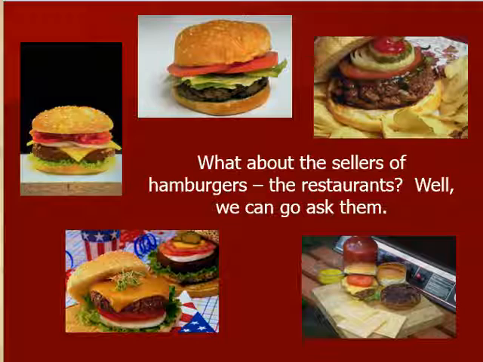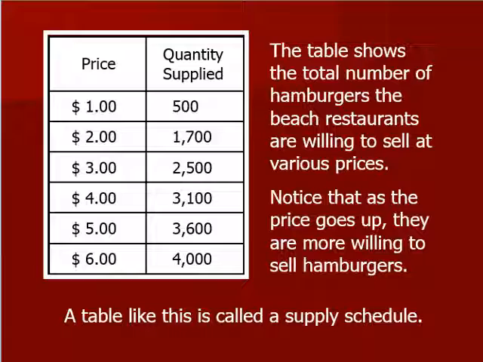So the sellers of hamburgers at the restaurants, you can actually go ask them as well what it is that they want. What is the profit margin that they want to make? So this is the number of hamburgers that each seller is willing to sell at various prices. As the price goes up, they're willing to sell more hamburgers. However, for consumers, when the price goes down, they're willing to buy more.